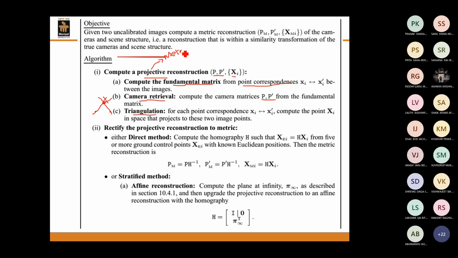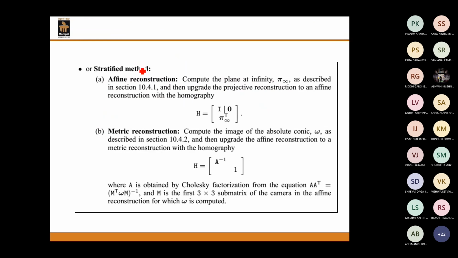In order to do that, there are two ways. You can go by a direct method, where you convert from projective space to the Euclidean space. That is something we'll discuss in today's class. There is another method where we go from projective to metric space indirectly, that is, through the affine space. First you go from projective to affine space, and then from affine space to the metric or Euclidean space, right? This indirect approach is what we call the stratified method, and that is what we saw in the previous class.